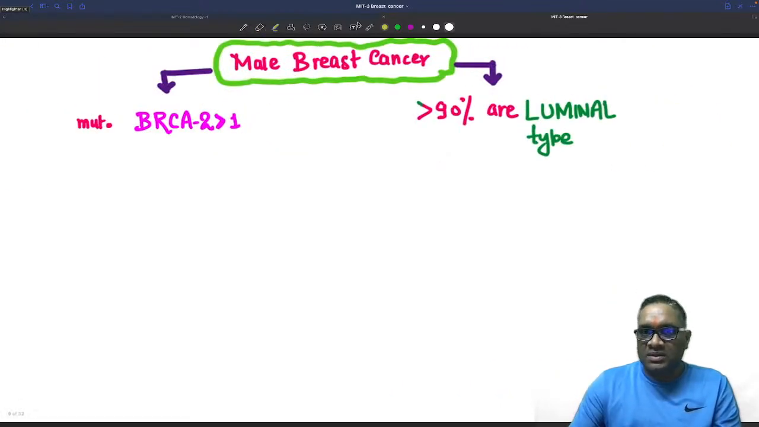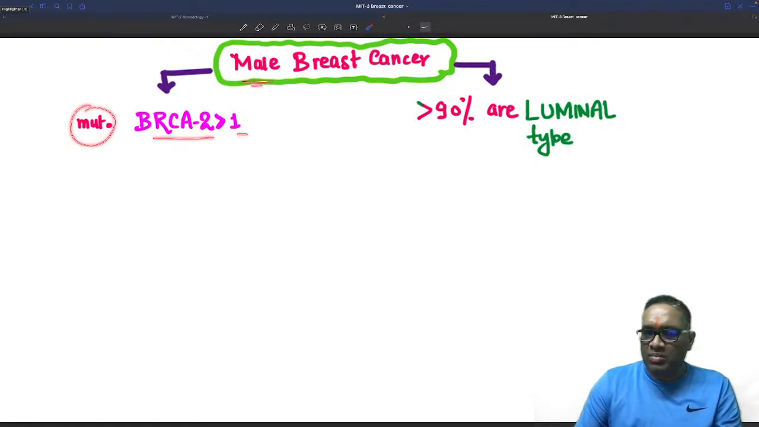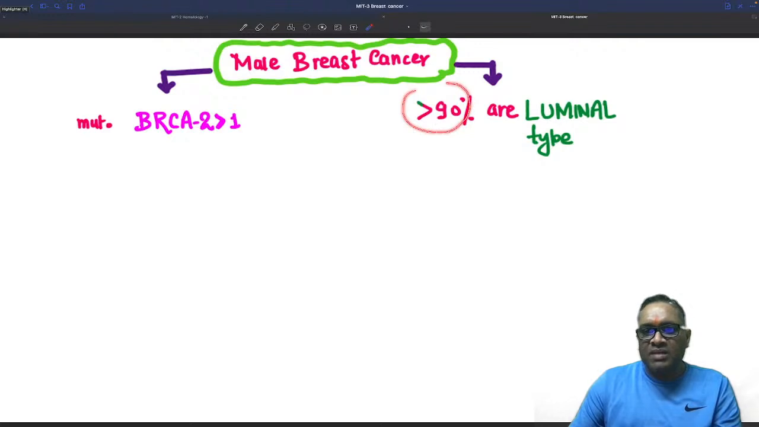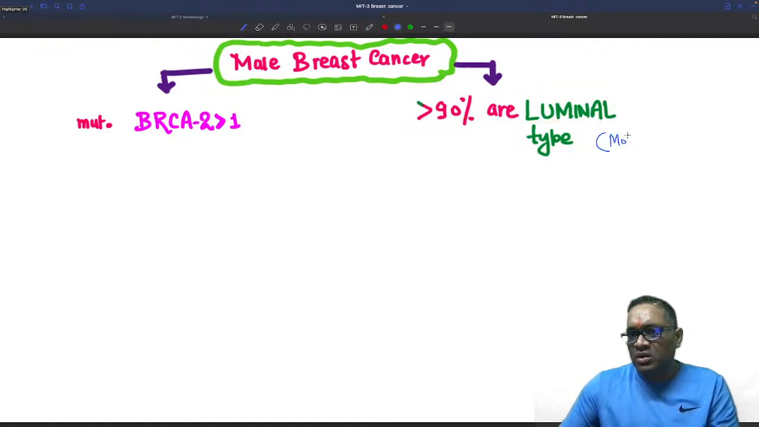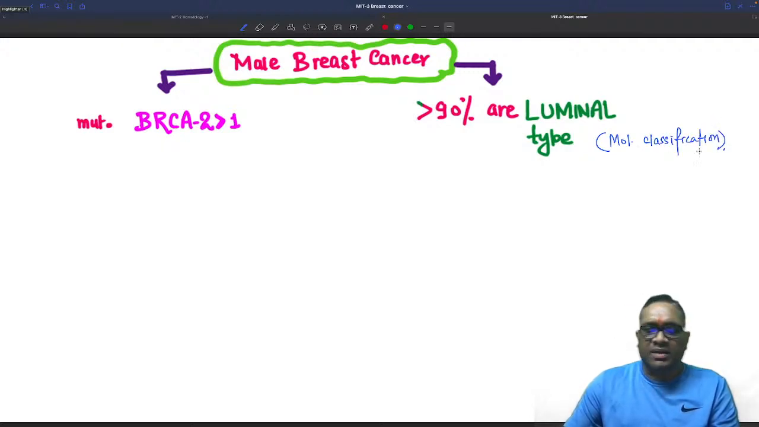Here just understand the same thing I have written. In male breast cancer, BRCA2 mutation is more common than BRCA1, and more than 90% of male breast cancers are luminal type, right? Remember, this luminal type is based on molecular classification. So on molecular classification, more than 90% are luminal type, right?